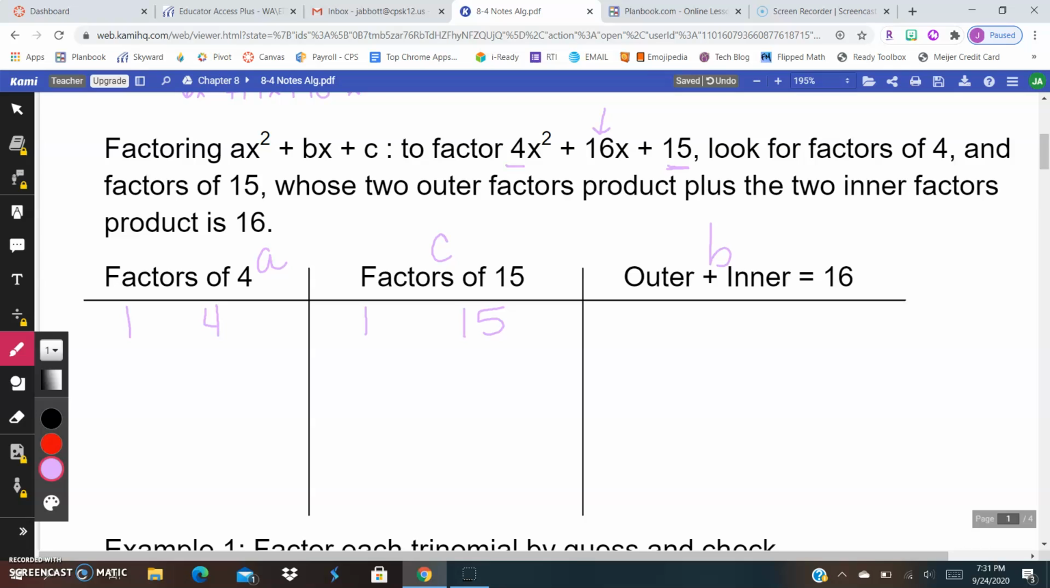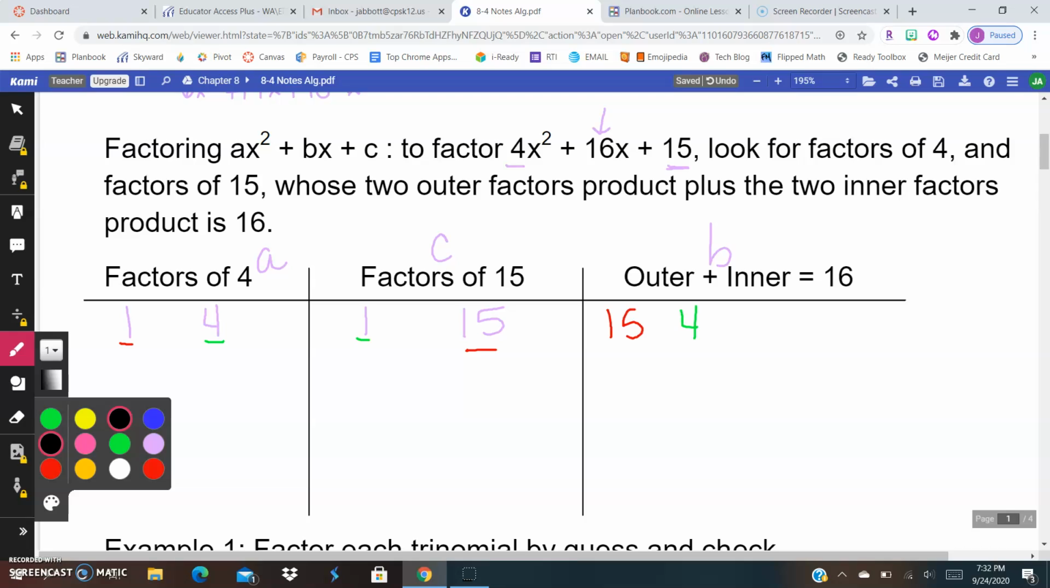Now, outer and inner, what that means is that I'm going to multiply my two outer numbers together. So 1 times 15 would give us 15. Then I'm going to multiply our inner factors, which would be 4 and 1, and I get 4. To check to see if we have the right answer, we add these together. In this case, we get 19. We are looking for 16. So we're close, but we don't have the correct answer.